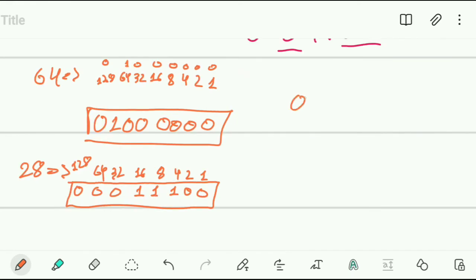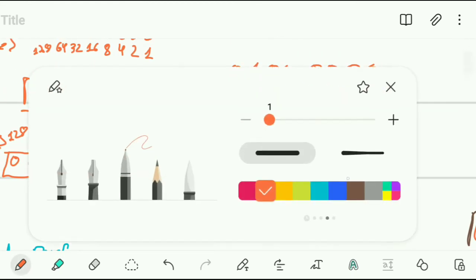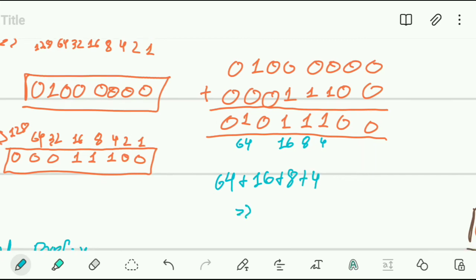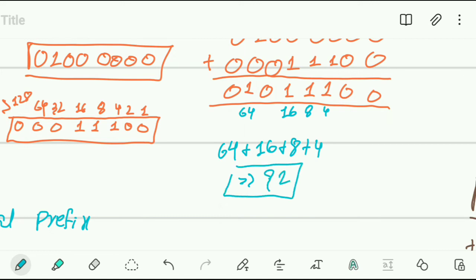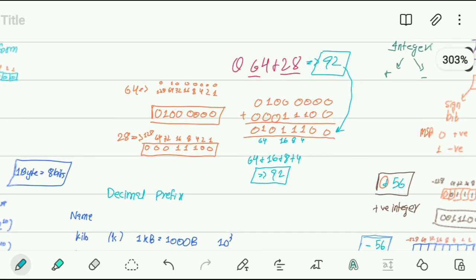Now if I do the addition, 0, 1, 0, 0, 0, 0, 0, 0 plus 0, 0, 0, 1, 1, 1, 0, 0, you will get 0, 1, 0, 1, 1, 1, 0, 0. What is the value? 64 plus 16, plus 8, plus 4, this is definitely going to be 92. Okay, something is wrong. 64 plus 16 is 80, 84, plus 8 is 92. Yes, it is right. So the binary representation of 92 is this. You can either do it directly, it depends on the question and what they are going to ask you.